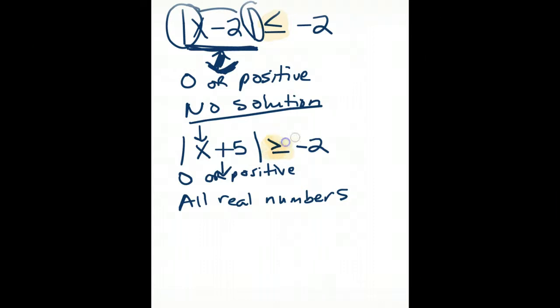So you have to be careful, because you don't automatically assume, oh, I see a negative, so the answer is no solution. You can get an instance where it's all real numbers, which means you have lots of answers. Basically any number you put in here is going to generate a 0 or a positive. So this is always going to be true. You just have to pay attention to what's going on in terms of these inequality symbols.